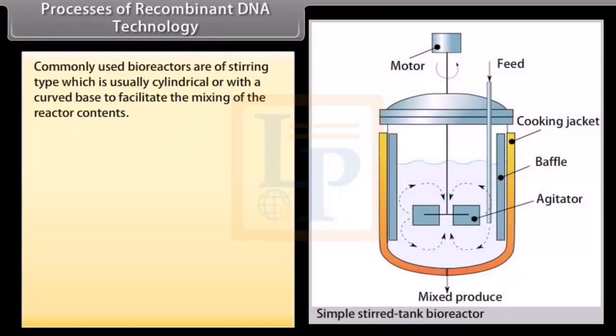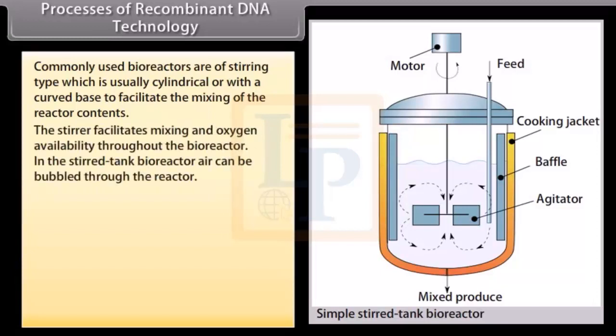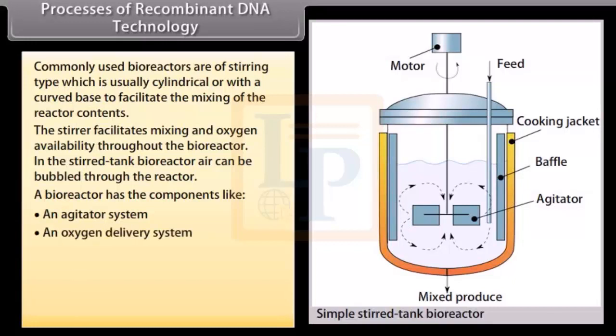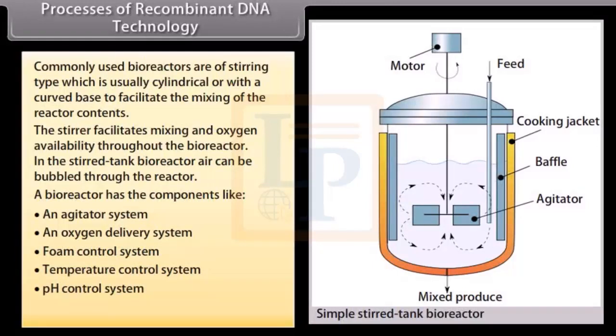Commonly used bioreactors are of stirring type, which is usually cylindrical or with a curved base to facilitate the mixing of the reactor contents. The stirrer facilitates mixing and oxygen availability throughout the bioreactor. In the stirred tank bioreactor, air can be bubbled through the reactor. A bioreactor has components like an agitator system, an oxygen delivery system, foam control system, temperature control system, pH control system, and sampling ports.